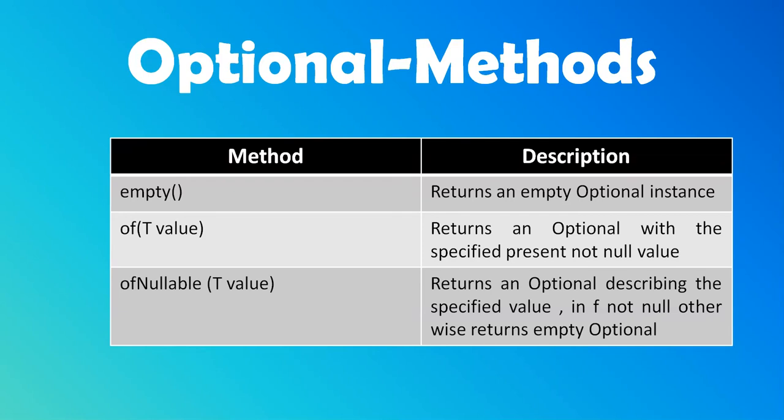The second one is of. It will return a value, and it's going to be a not null value, so Optional not null value. So when you're using of, it has to be a not null value, and ofNullable returns an Optional value based on the specified value. It will return true or false for us. If data is available, it will return true. If data is not available, it will return false. In case of false, it will return an empty Optional. If it is true, it will return the proper data. Let's jump into a simple example and see how Optional is going to work.